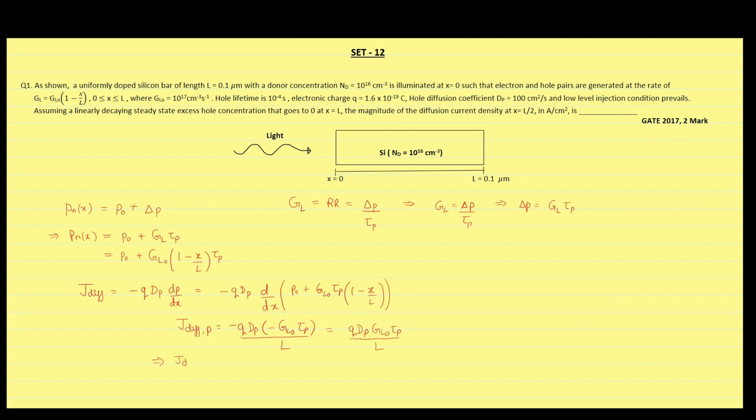Now you have to simply put the values. After calculating, you will find the diffusion current due to holes to be equal to 16 ampere per centimeter square. This is our final answer.